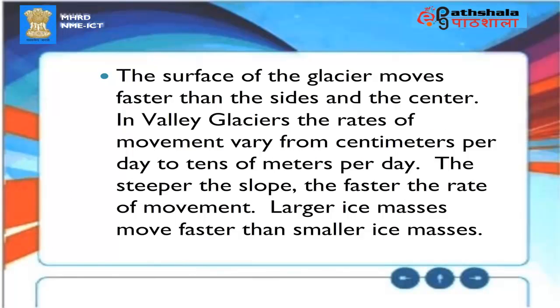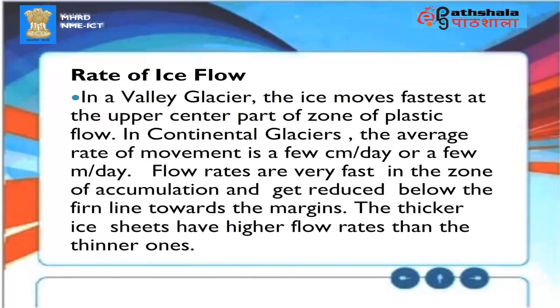The surface of the glacier moves faster than the sides and the center. In valley glaciers, the rates of movement vary from centimeters per day to tens of meters per day. The steeper the slope, the faster the rate of movement. Larger ice masses move faster than smaller ice masses. Rate of ice flow. In a valley glacier, the ice moves fastest at the upper center part of the zone of plastic flow. In continental glaciers, the average rate of movement is a few centimeters per day or a few meters per day.